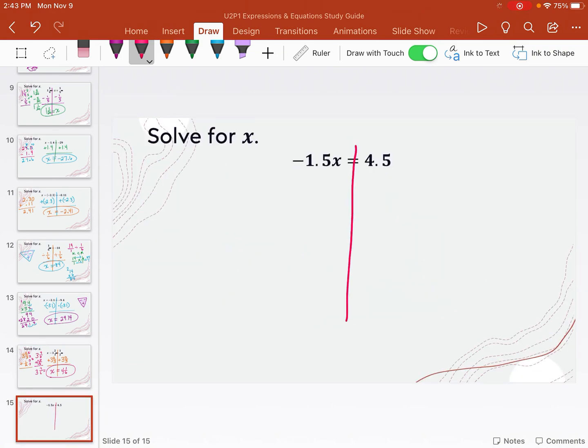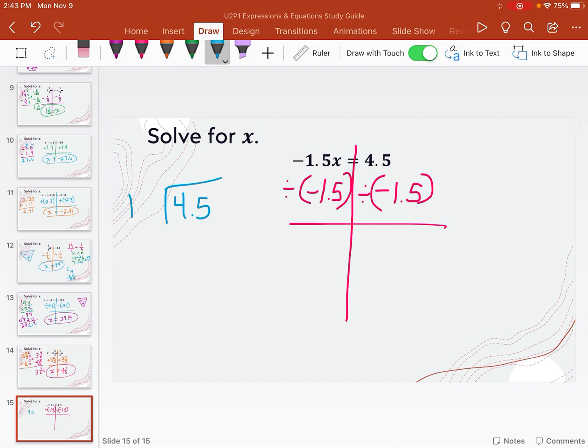All right, last one. So this is a multiplication, so I'm going to divide by negative 1.5. Divide by negative 1.5. Okay, the top one is what's going to go inside the house. So 4.5 goes inside. 1.5 goes outside. Slide, baby, slide. And raise your roof. Whoop, whoop. So I'm going to rewrite this so it's really 15 on the outside and 45 on the inside.